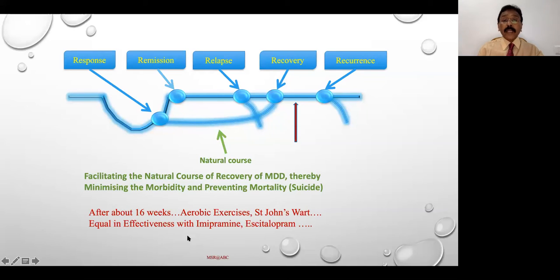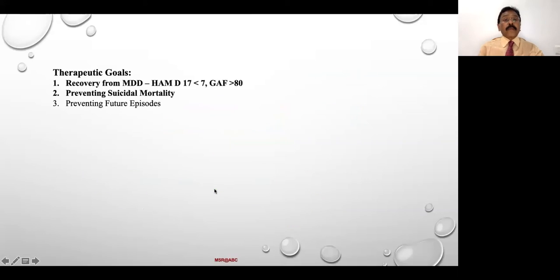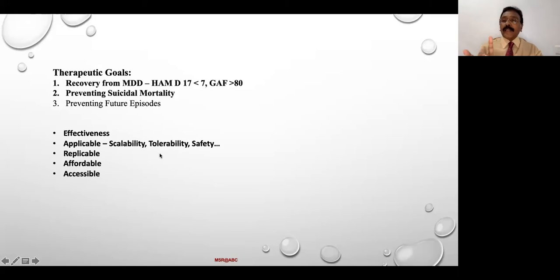If you look here, there will be a marked difference between your antidepressant and exercises and all that. At this point of time, both are the same. This is a very, very important point we all have to remember. Sometimes we wonder; this is what the natural course is about. Right, therapeutic goals. I think recovery, preventing suicidal mortality, and preventing future episodes is one thing. I would like to hear from you how effectively we can prevent future episodes in simple recurrent episode disorder. And any treatment we select has to satisfy this.